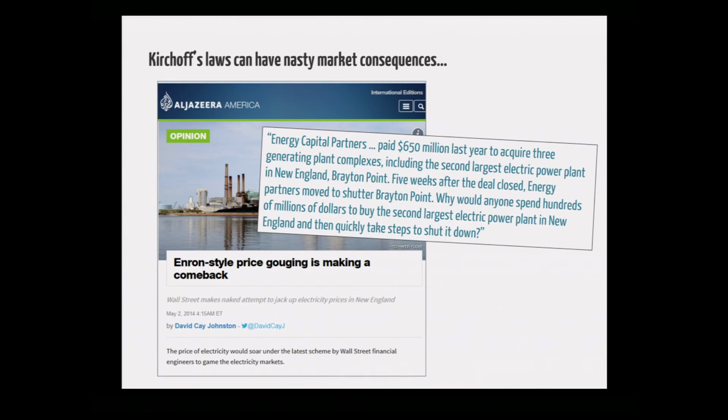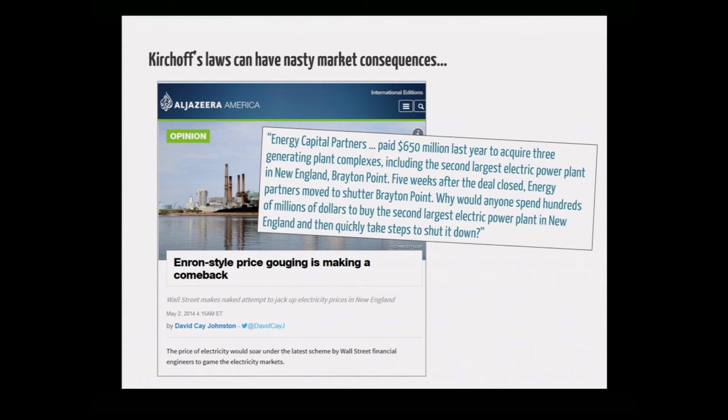And my favorite one is this, which was, I guess, last year at this point, 2 years ago at this point. So I love it. So they paid $650 million to buy basically the second largest generating plant in the Northeast, Brayton Point, and then they just shut it down.